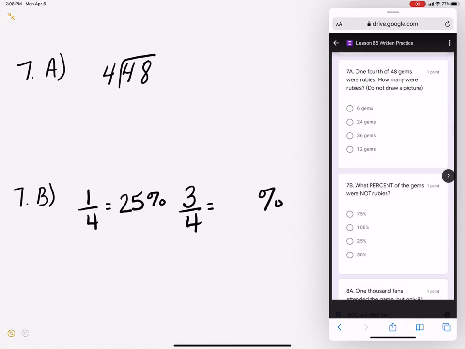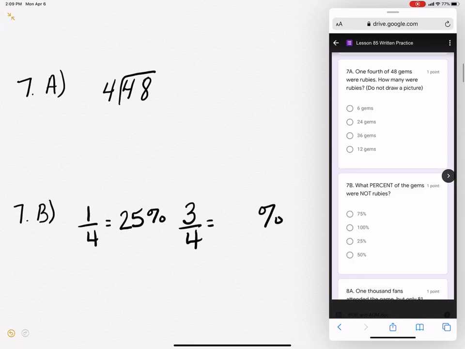7A. 1/4 of 48 gems were rubies. How many were rubies? Be careful on some of these. They're asking you how many were not rubies. But here they are asking, what is 1/4 of 48? And you divide by the denominator. So we're dividing 48 by the denominator of 4.